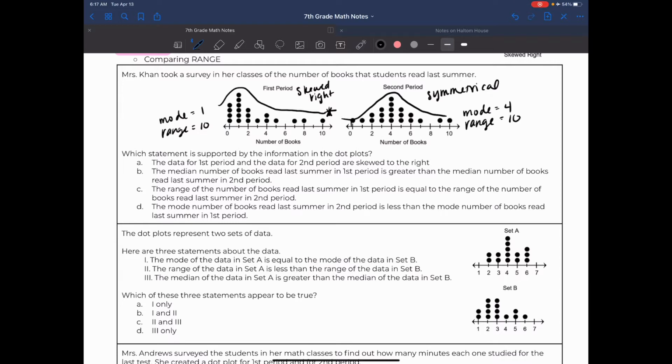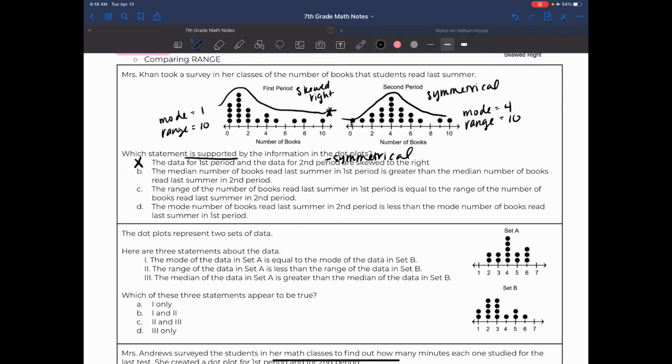Now I'm going to go through the answer choices to figure out which piece of information is supported by the dot plot. So I'm looking for what is true. Is supported. Because you guys remember sometimes it's what is not supported. All right, answer choice A. The data for first period and the data for second period are skewed to the right. Well, we already did that. We already observed that no, the data for the second period is symmetrical. Second period is symmetrical.